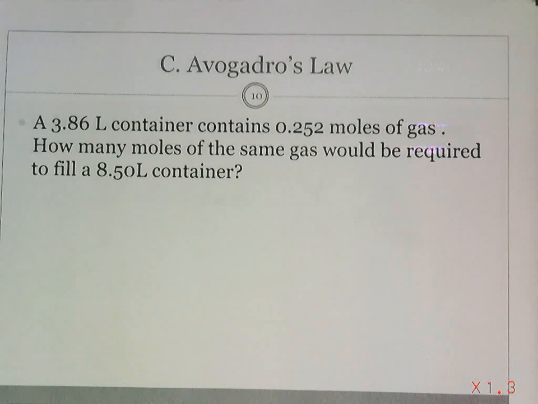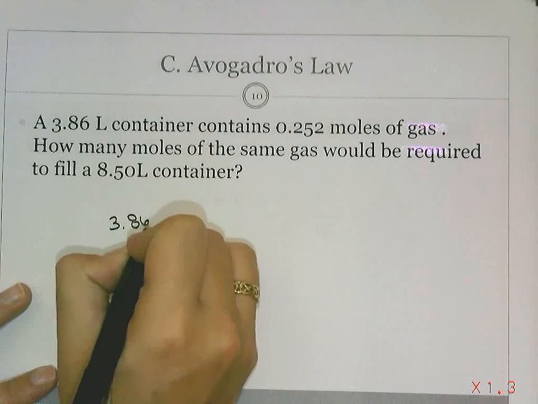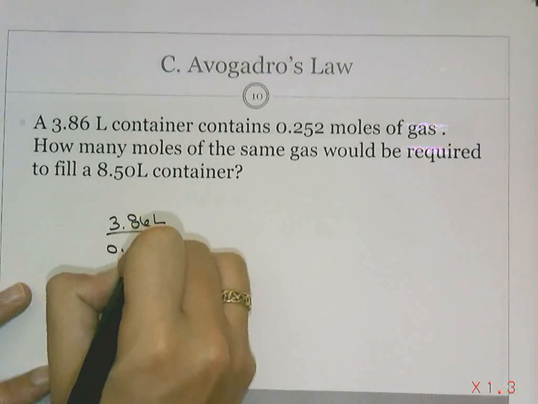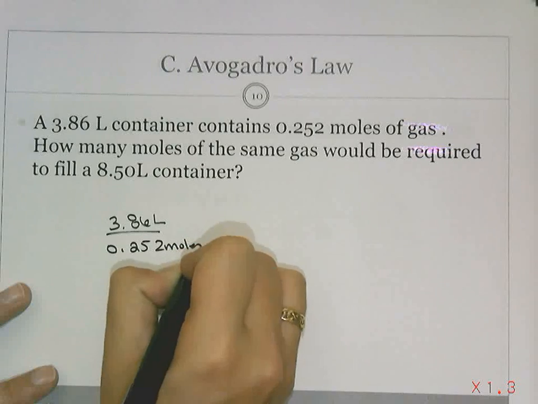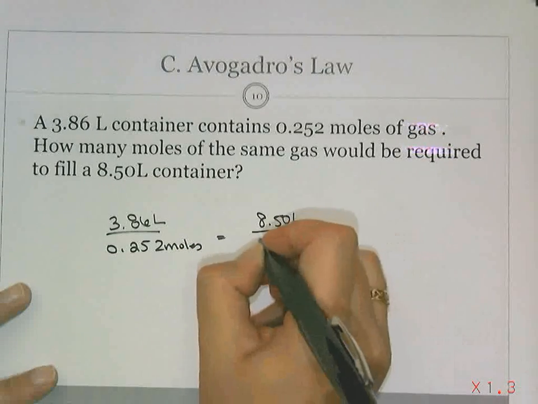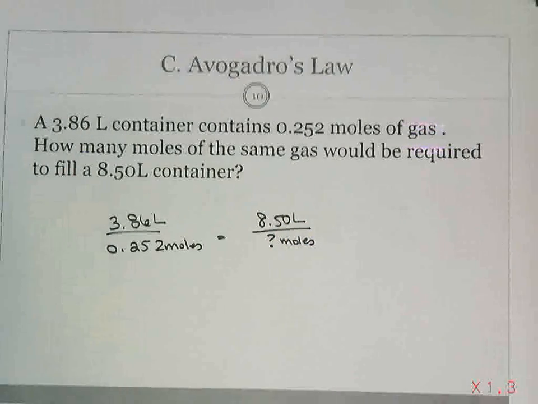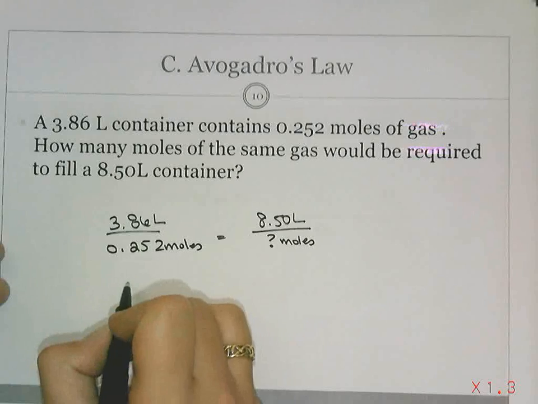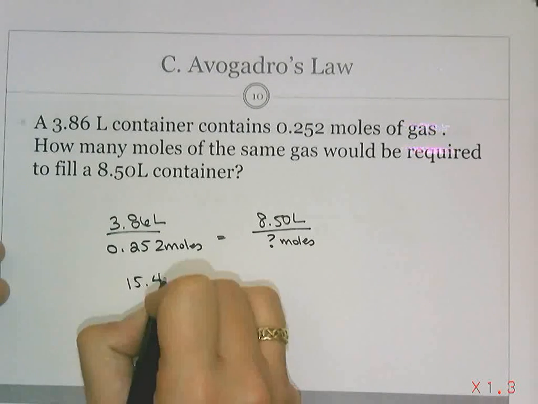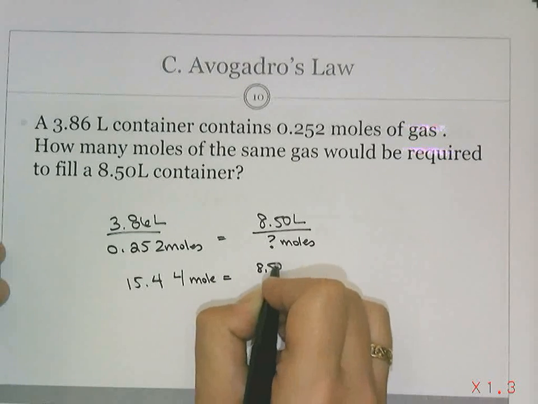All right, so we'll set up with the things that we know. 3.86 liters over 0.252 moles is proportional to some new number of moles. All right, so we have, let's see, 3.86 divided by 0.252. 3 sig figs, 15.4 liters per mole is equal to 8.50 liters, or some number of moles.